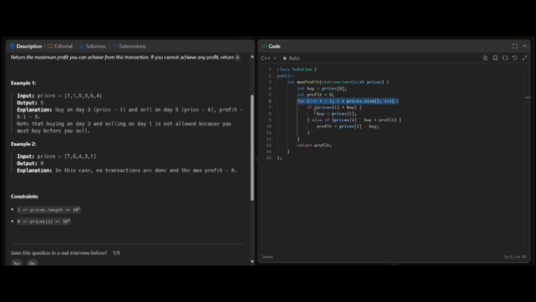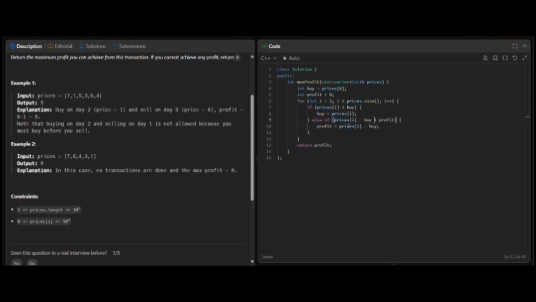After that, we are creating a for loop which will start from day 1, the day after we bought the stock. Next, it will check for two conditions. If the price on that particular day is less than buy, then buy is updated with the price of that particular day. This means that buy will have a lower value than the previously bought value. The second condition is that if the difference between the price on that particular day and buy is greater than the profit, then profit is updated with that value.